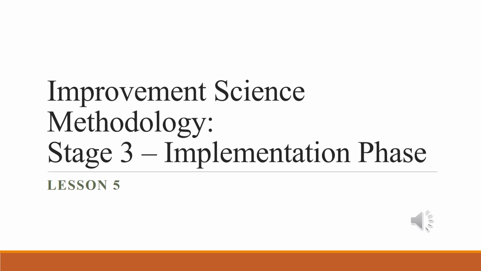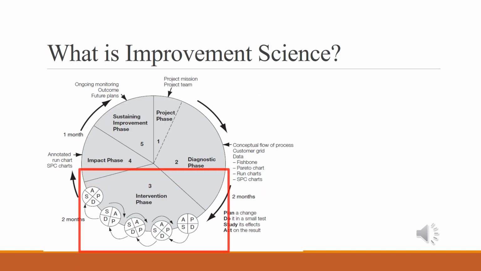Today we are going to cover stage 3, the implementation phase of the improvement science methodology. As you can recall from this slide on improvement science methodology, it comprises 5 phases. Today we are going to focus on phase 3, which is the implementation or the intervention phase. This phase requires you to implement the changes using a series of PDSA cycles.